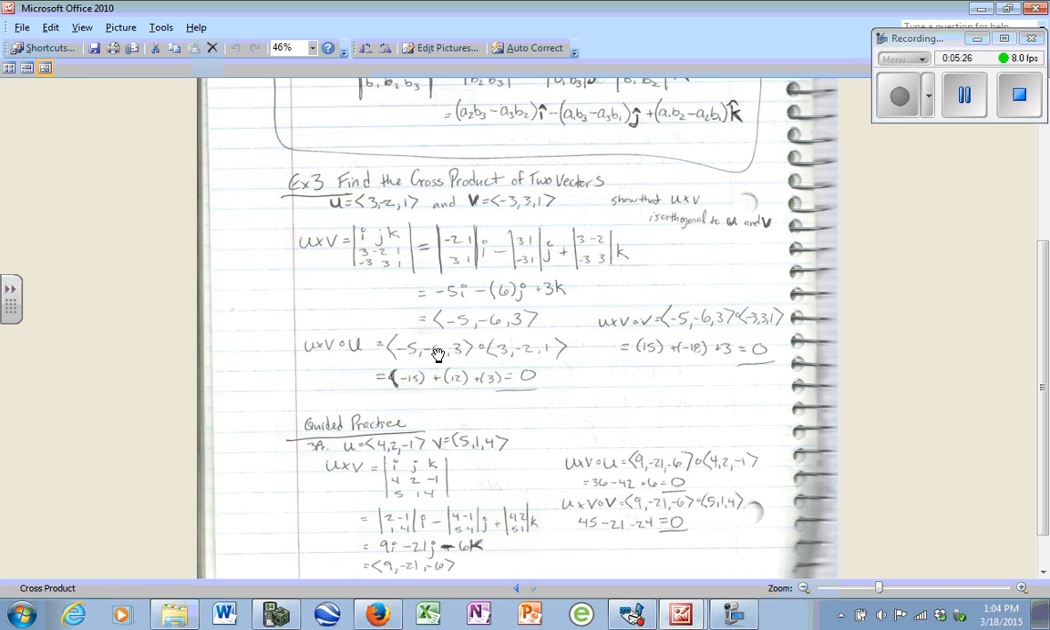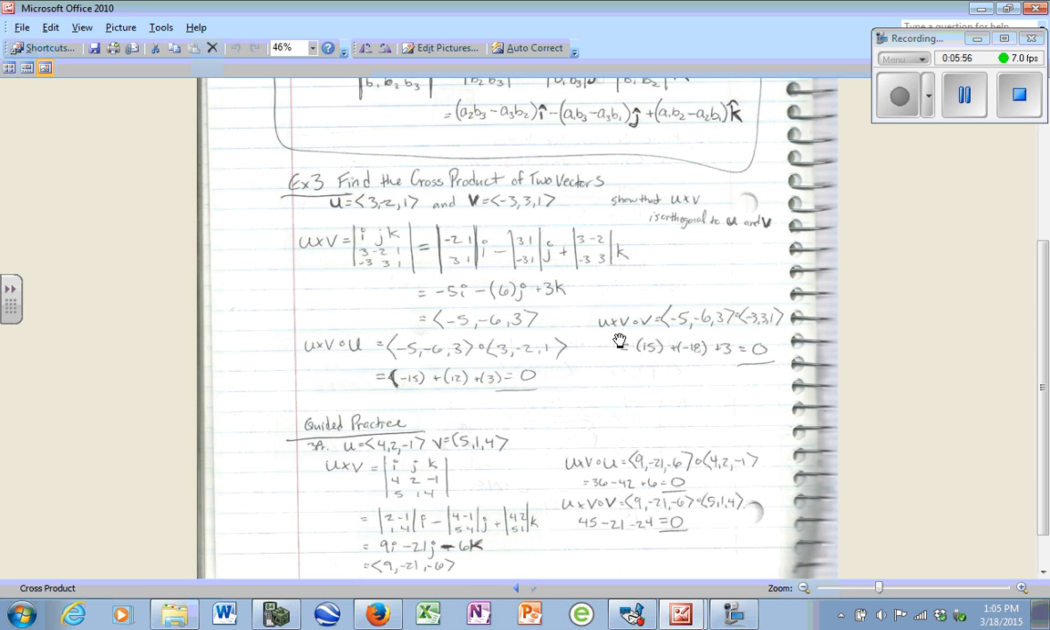We take this answer here in component form, that's u cross v, and we take the u vector, 3, negative 2, 1, we plunk it there, and we do the dot product now. The dot product was just negative 5 times 3, negative 15, negative 6 times negative 2, which is 12, and 3 times 1 is 3. Add all that together, negative 15 plus 12 plus 3 equals 0. Okay, so we know that the cross product is orthogonal to vector u.